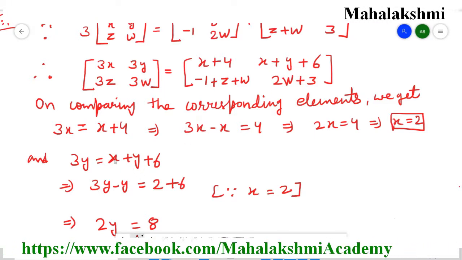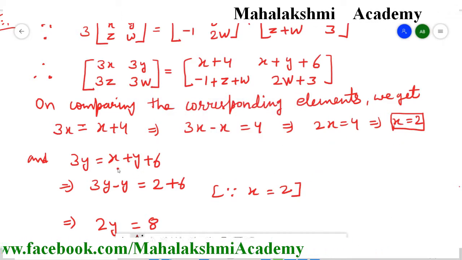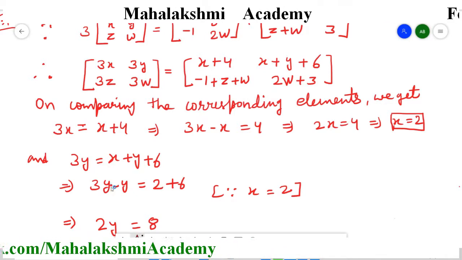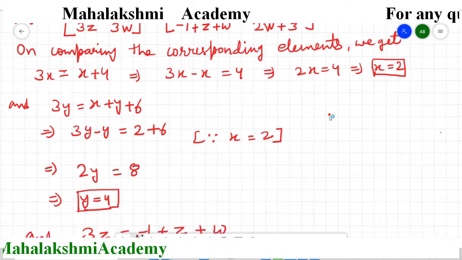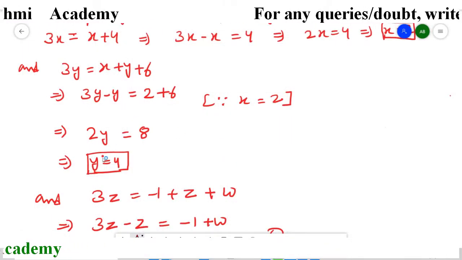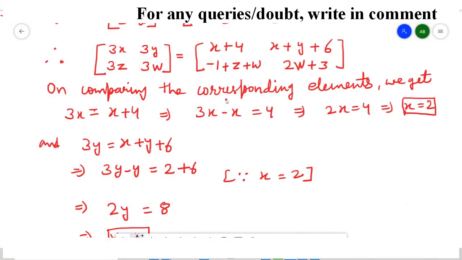Now the x value we know. What is that? 2, which we calculated. So instead of this x we will write 2 here. This 2y I shifted to the left side, and from this simple shifting and calculations we obtained y is equal to 4. Now next we have to compare.